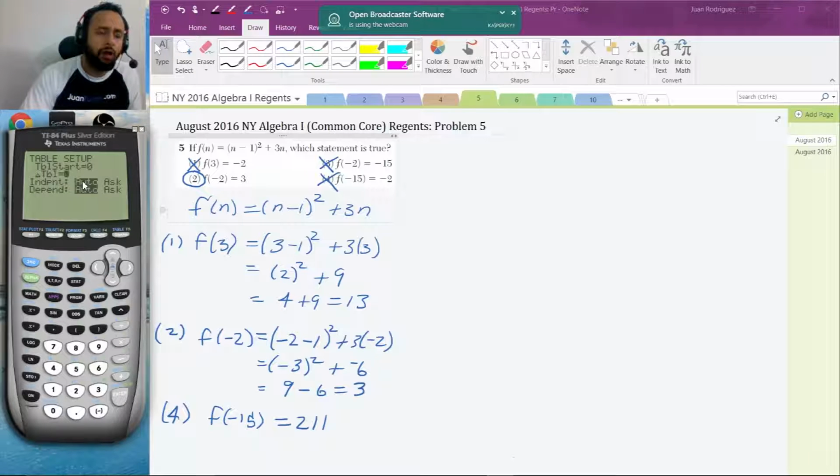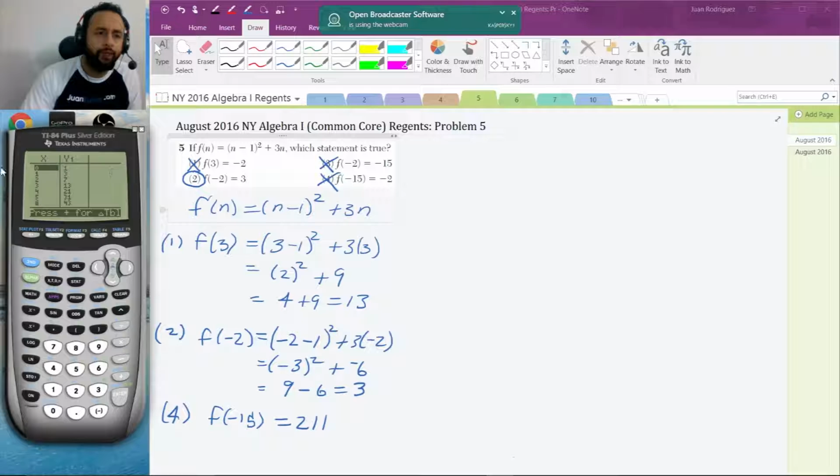The independent auto versus ask means auto means it chooses the values of x for you based on these two numbers, and ask means that you get to choose whatever values of x you input on your own. Since these are all integers, I'm going to use 3, -2, -2, and -15. I'm going to leave it on auto and just use the scroll button. So now I'm going to go to my table. It's going to evaluate the function for me for all the values of x that I want.